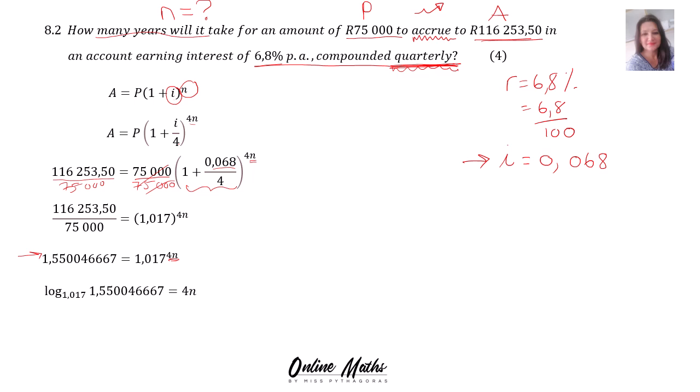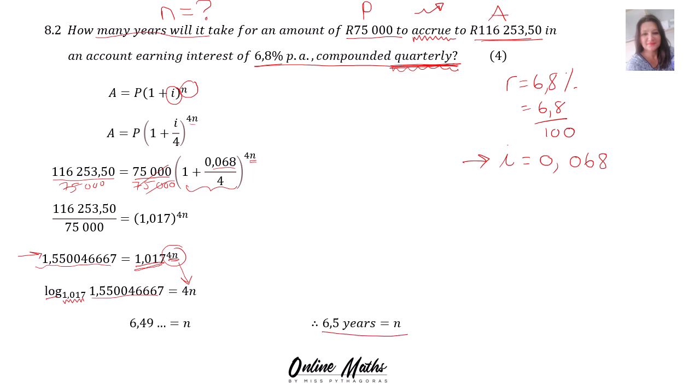You write log, and then the base of the exponent stays the base of the log. This number on its own will become that number there by the log, and the exponent becomes the subject of the formula. And you substitute everything into your calculator and you get 6.49, etc. And then you round it off, and then your final answer will be 6.5 years.